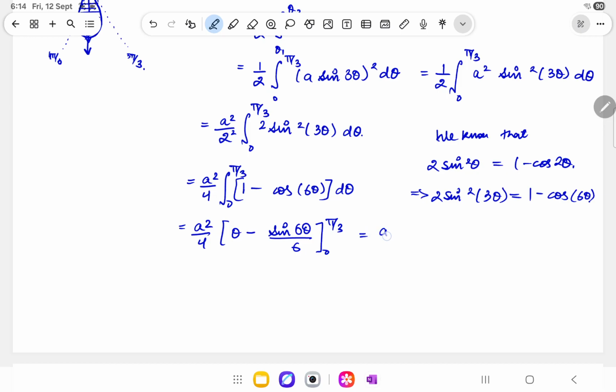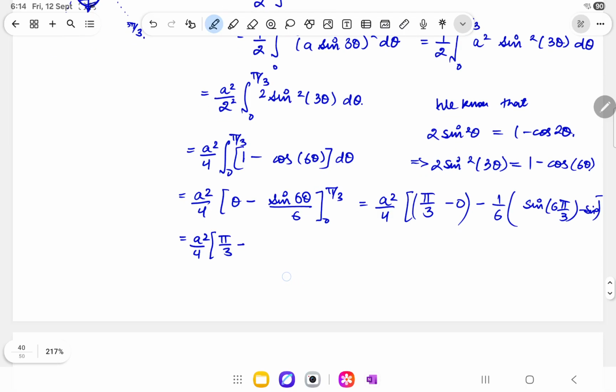So this will be equal to a square by 4 into pi by 3 minus 0 minus 1 by 6 into sine 6 pi by 3 minus sine 0. So this thing will be equal to a square by 4 into pi by 3 minus 1 by 6 into sine 2 pi. Sine 2 pi is 0 and sine 0 is 0, so this will be 0. So area of first loop is a square pi by 12.